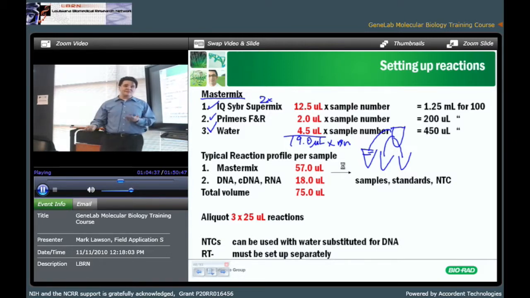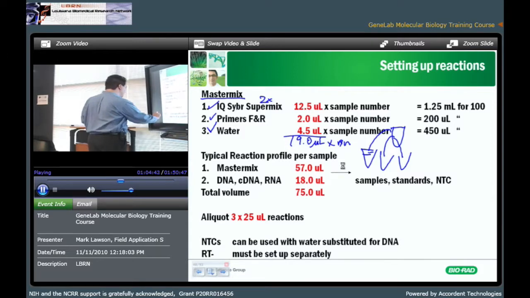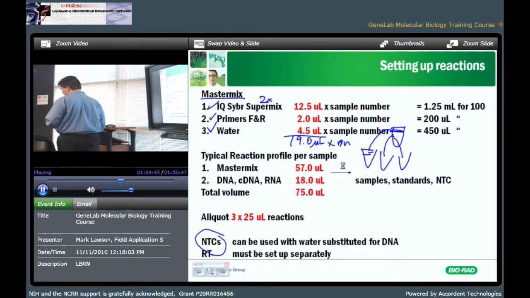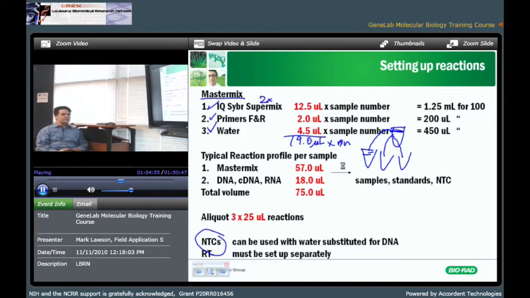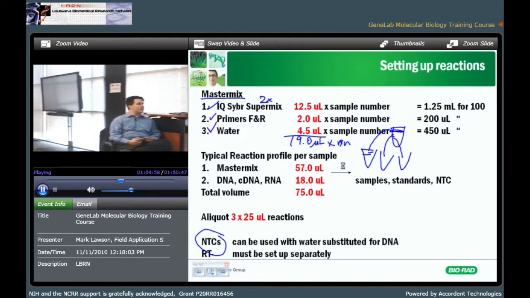Right? On the negative side, some people don't feel it's a true technical replicate. You need to make sure you have no template controls and RT minus controls as well. And again, that's a requirement of MIQE now. So the no template control is where we use water instead of DNA. And the RT minus control is the cDNA synthesis reaction that we have not added any enzyme to.